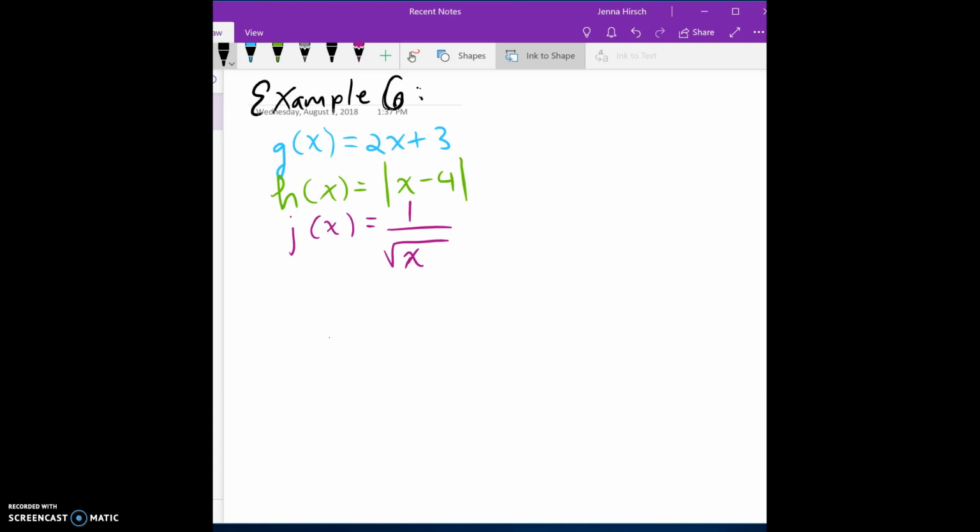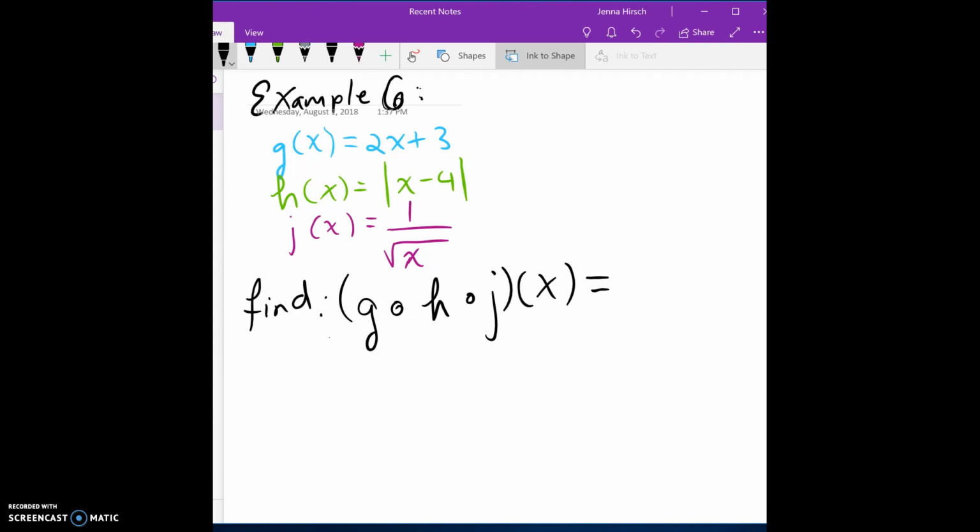J of x is equal to 1 divided by the square root of x. So we have a rational function with a radical in it. So let's talk about how we would compose something like, let's find G composed with H composed with J of x. And the first thing I always want you to do anytime you have composition notation with these little o's over here is to rewrite that using function notation.